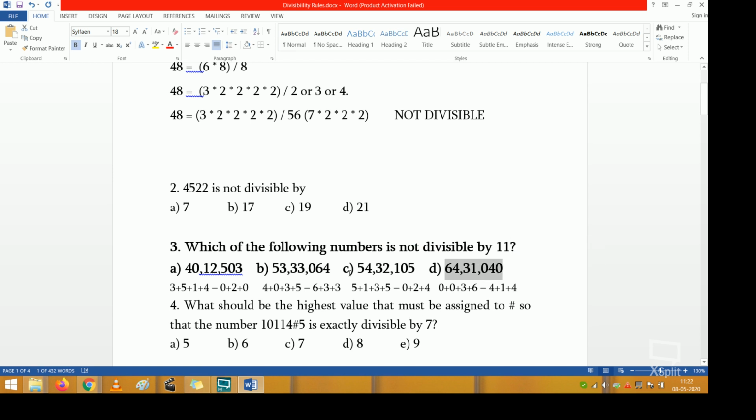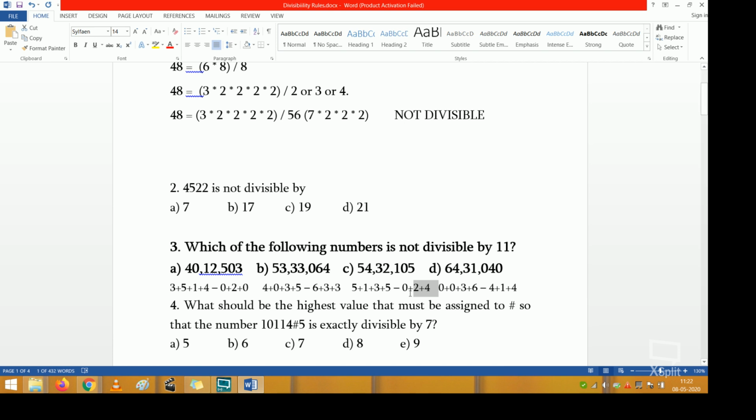And if you want to double check it, what you can do is this. 5 plus 1 plus 3 is 9, plus 5 is 14. This is 6. 14 minus 6 will give you 8. Now that is not acceptable. You must get 0 or a multiple of 11.